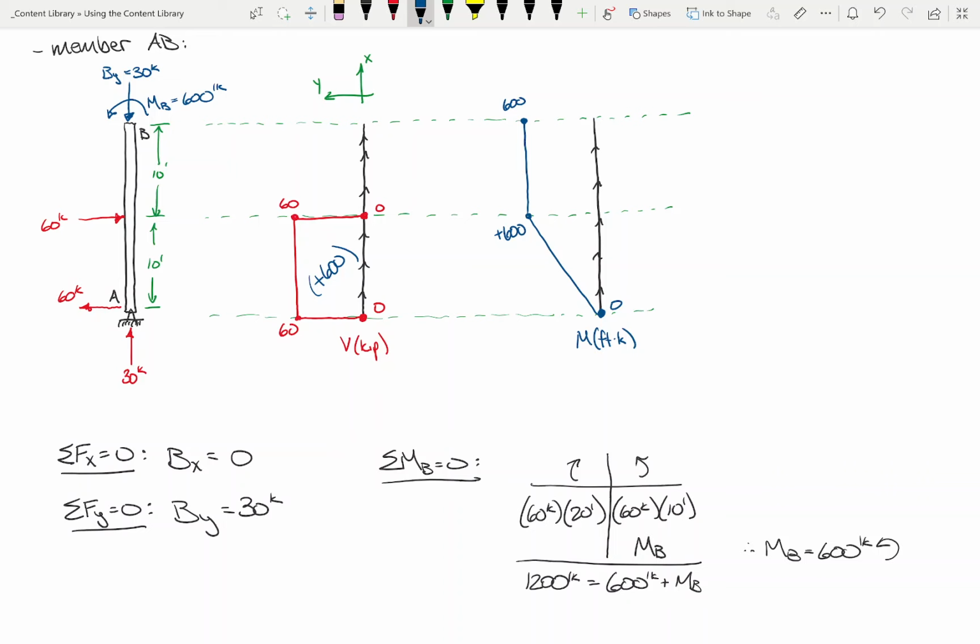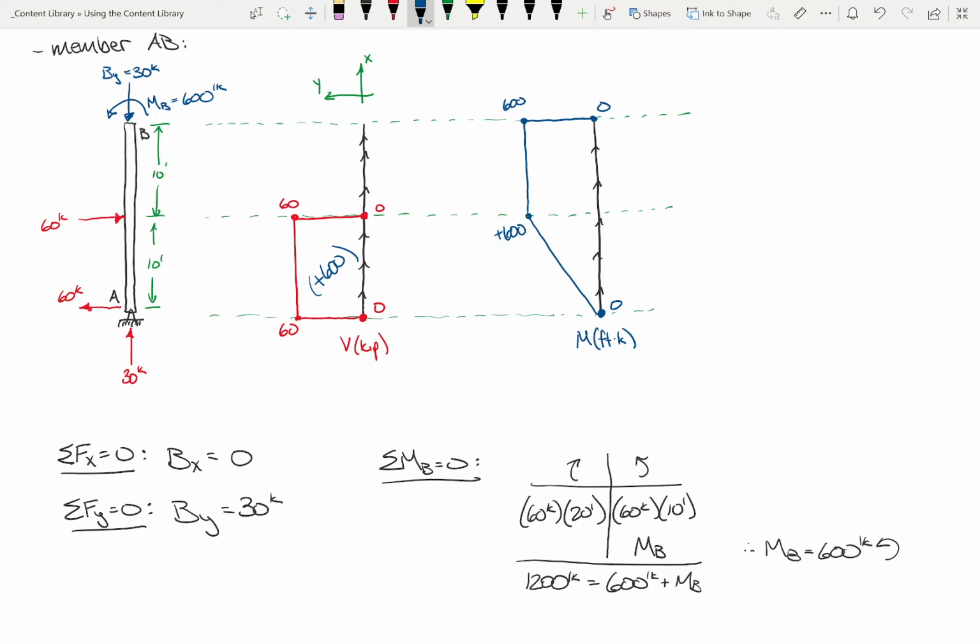And what happens here? There's an extra 600 moment. So what does that do? It brings us back to 0. Sudden jump back to 0 because we have that concentrated moment right here from our section cut. Does that make sense? Okay.